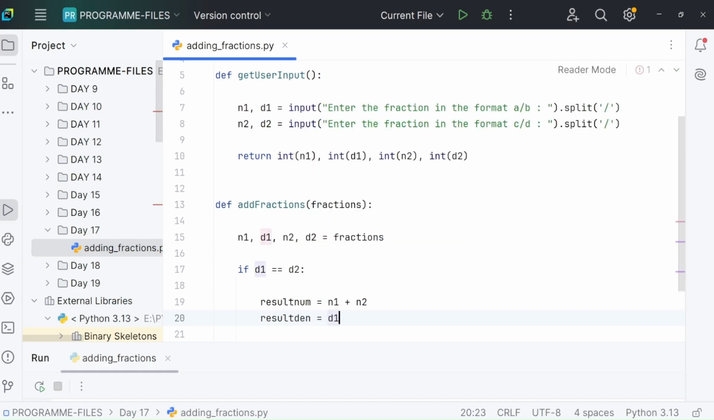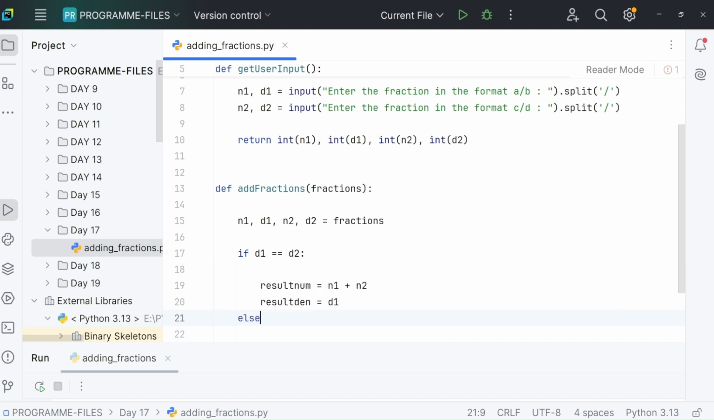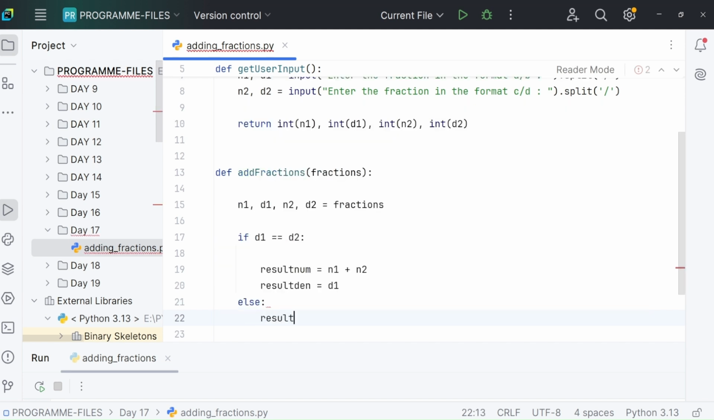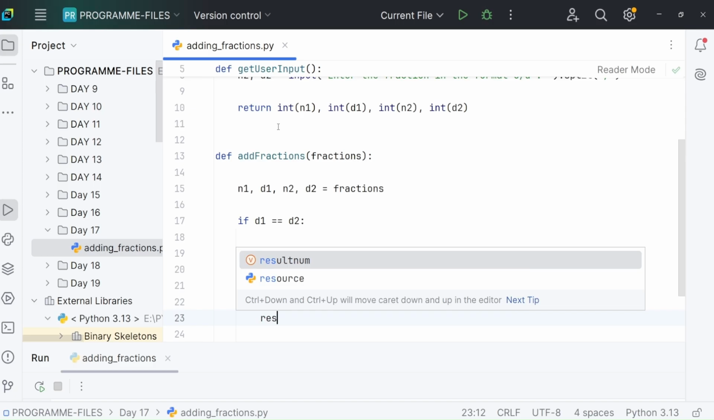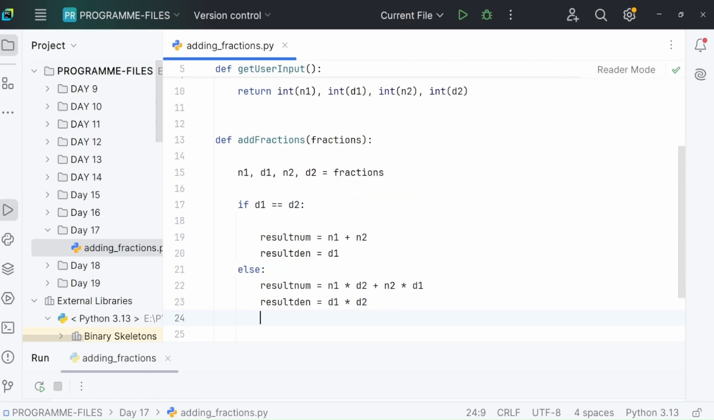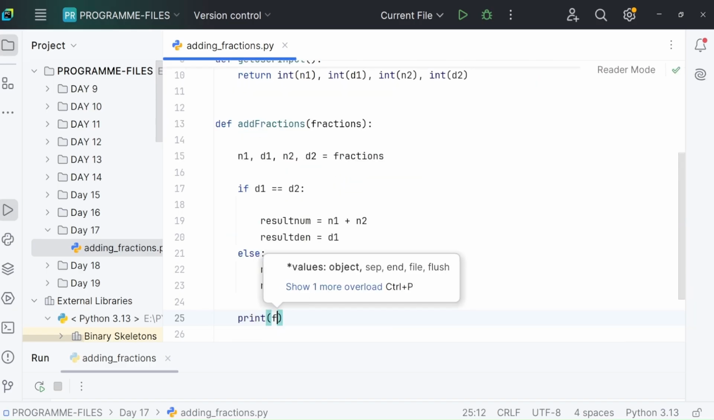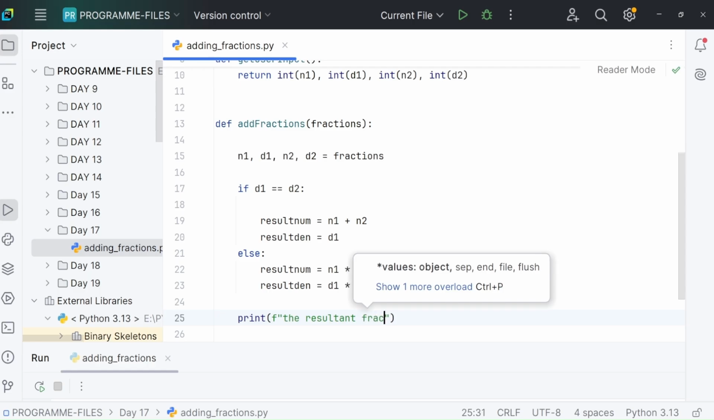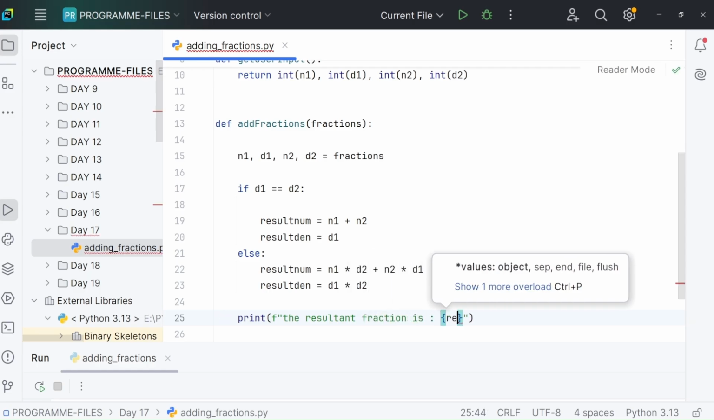Else, if both the denominators are not same, then we calculate the resultant numerator by multiplying the numerator of the first fraction with the denominator of the second fraction, adding it to the numerator of second fraction multiplied by the denominator of first fraction. Then the resultant denominator would be the denominator of first fraction into the denominator of the second fraction. Let's now print the resultant fraction as resultant numerator divided by resultant denominator.